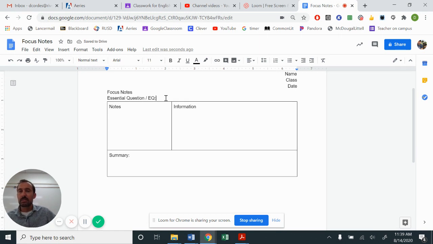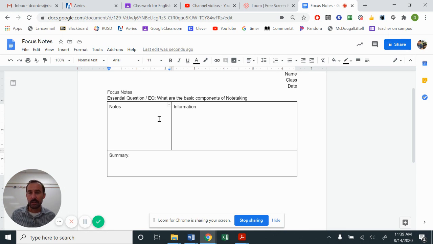And then underneath is the essential question. Usually the essential question helps us identify, oh, I should have this accomplished by the time I'm done with this lesson. So for us today, our essential question is, what are the basic components of note taking? Okay, what are the basic components of note taking?